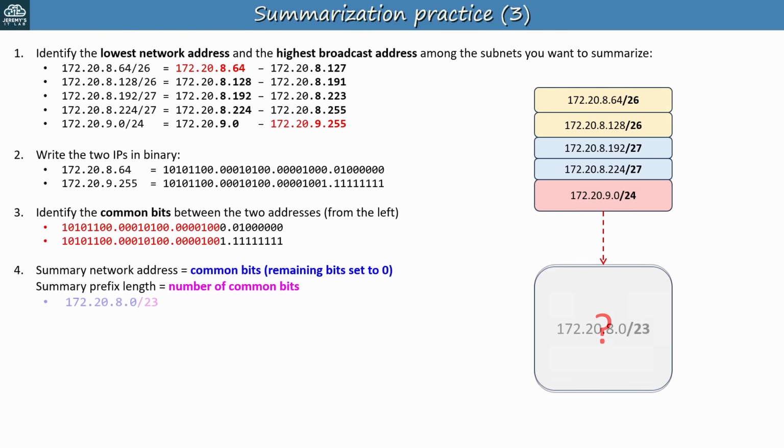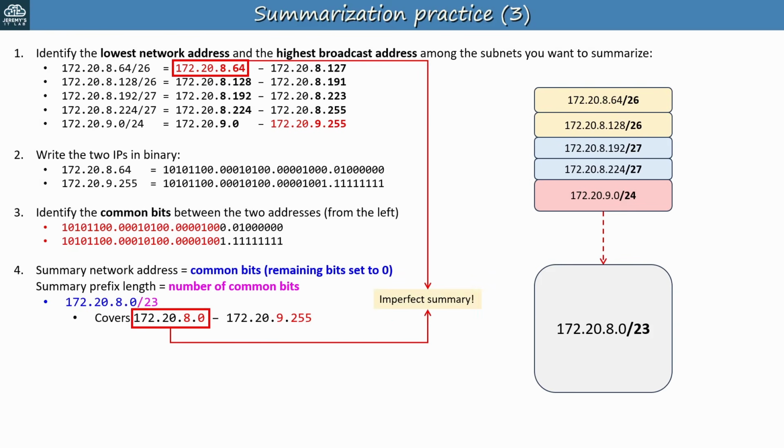So now we have our summary route, 172.20.8.0/23. It covers from 172.20.8.0 to 9.255. As you might have noticed, the range of the summary doesn't match the range of the subnets we're trying to summarize. So once again, we have an imperfect summary. Again, this isn't necessarily a problem, but just be aware that the route contains addresses that aren't part of these 5 subnets we summarized.